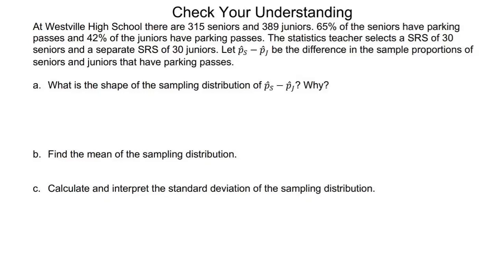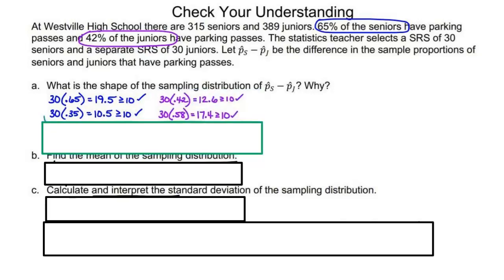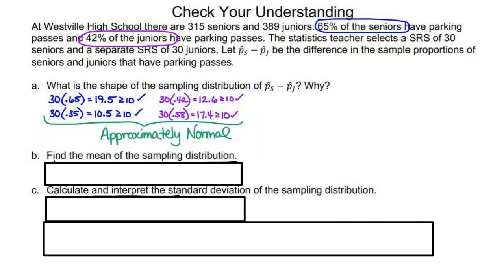What is the shape for the difference in proportions? Approximately normal. Why? Yep. Meets the large counts for both of them. So that's what we have to say, they meet the large counts. You got to show your work, and then you say that it's approximately normal because of my large counts condition.